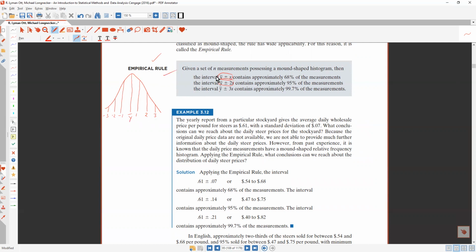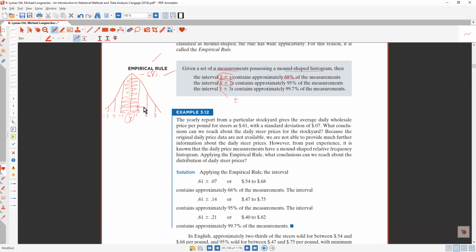Well, this empirical rule says that given you have n measurements possessing a mound-shaped histogram, which I've drawn as a distribution, the interval of the mean plus or minus a standard deviation, so here's the mean, plus a standard deviation this way and minus a standard deviation this way. This symbol here is plus minus. So we're going either on this side or this side. What you're going to find in here contains approximately 68% of the measurements.